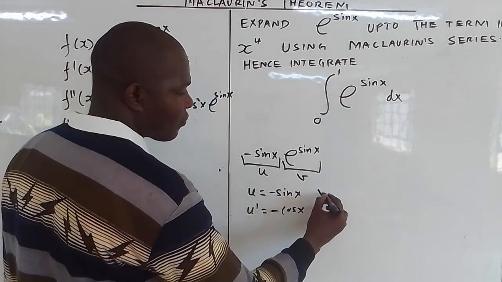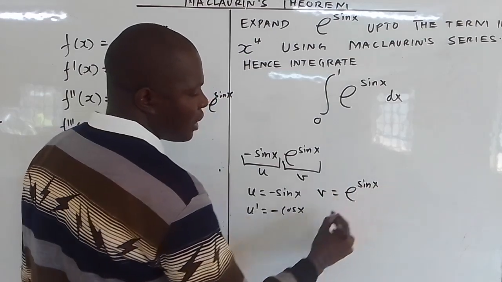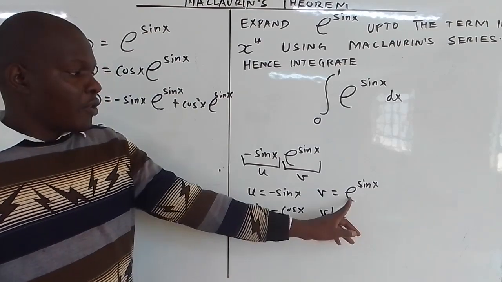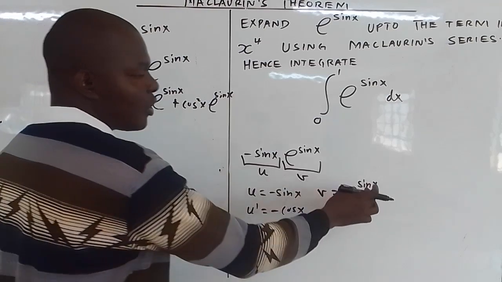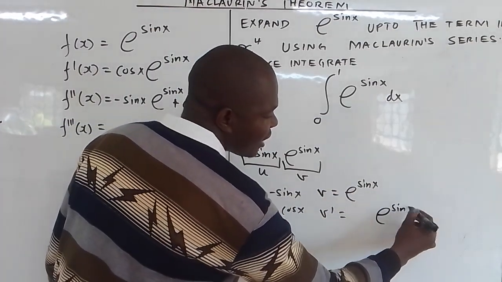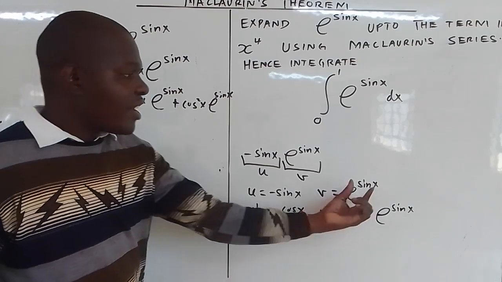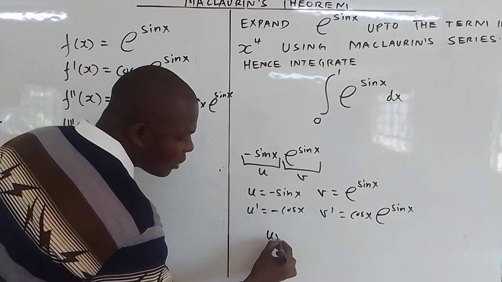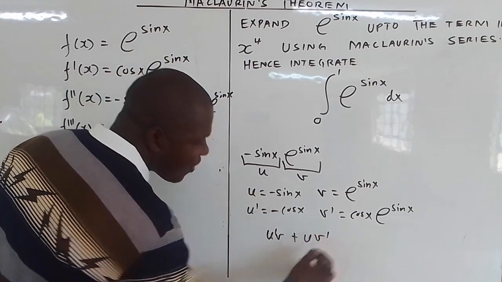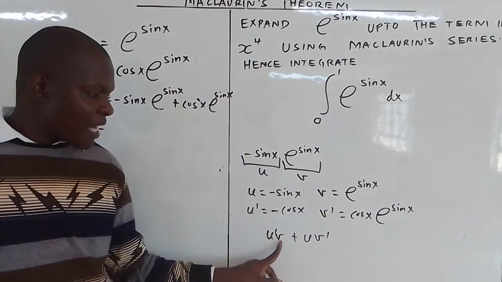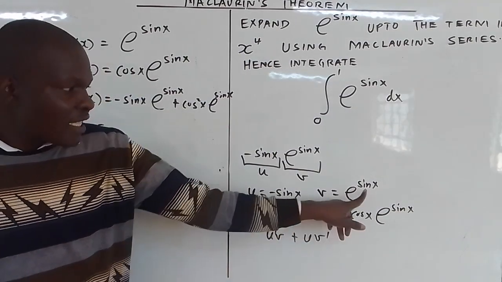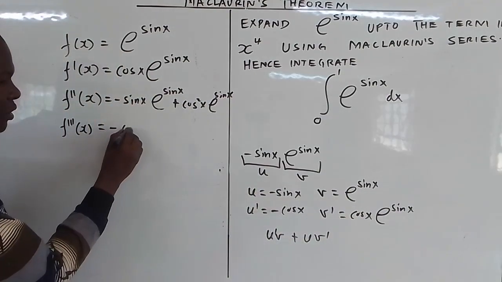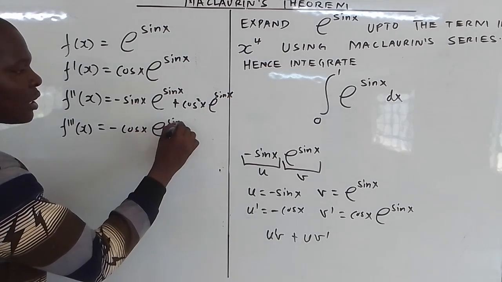Then what is your v? Your v is exponential sine x. If you differentiate v, you get what we got there. The outer function remains the way it is, exponential sine x. Then the inner function, if you differentiate sine x, you get cos x. So if this is u prime, the other one is v prime. It is u prime times v. What is u prime? Negative cos x times exponential sine x. So this times this, you get negative cos x exponential sine x.